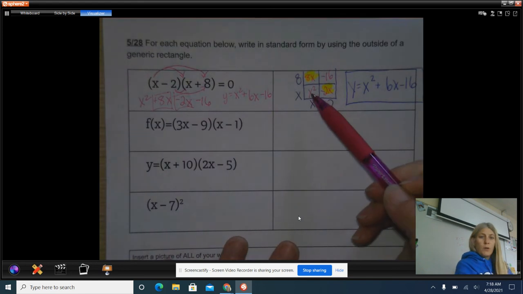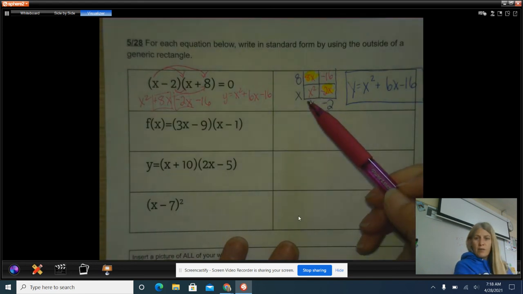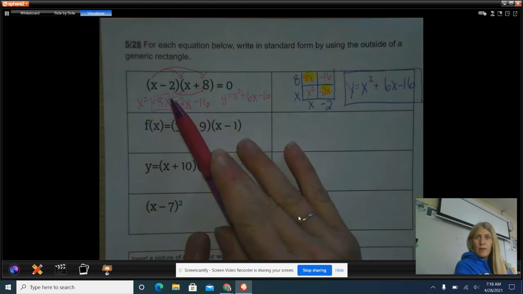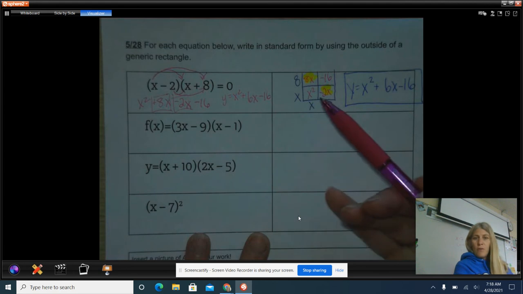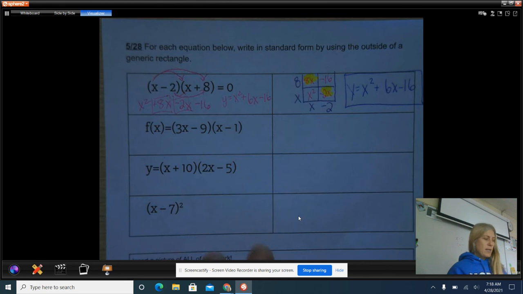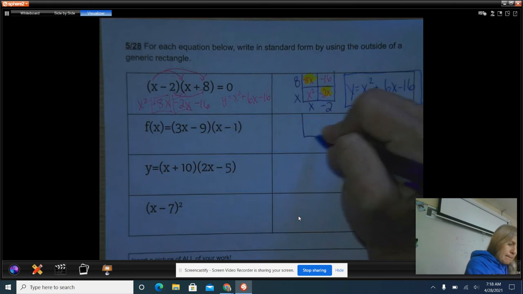The generic rectangle works really great because it's easy to see which ones you need to multiply together. This one is faster once you get the hang of it, because you don't have to draw the outside of the generic rectangle, you can use the regular problem. So either technique, whichever one is consistently getting you that correct answer. Okay, let's go ahead and look at the next one.